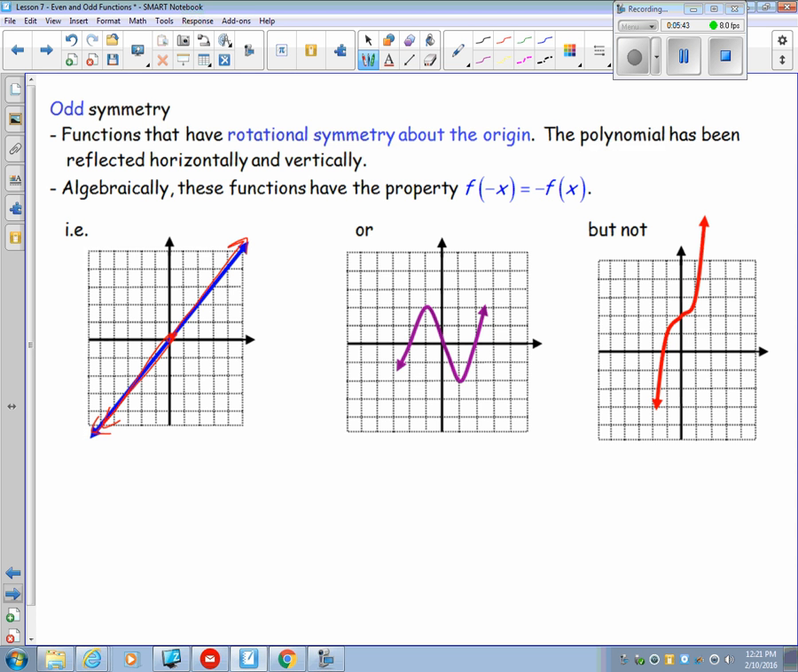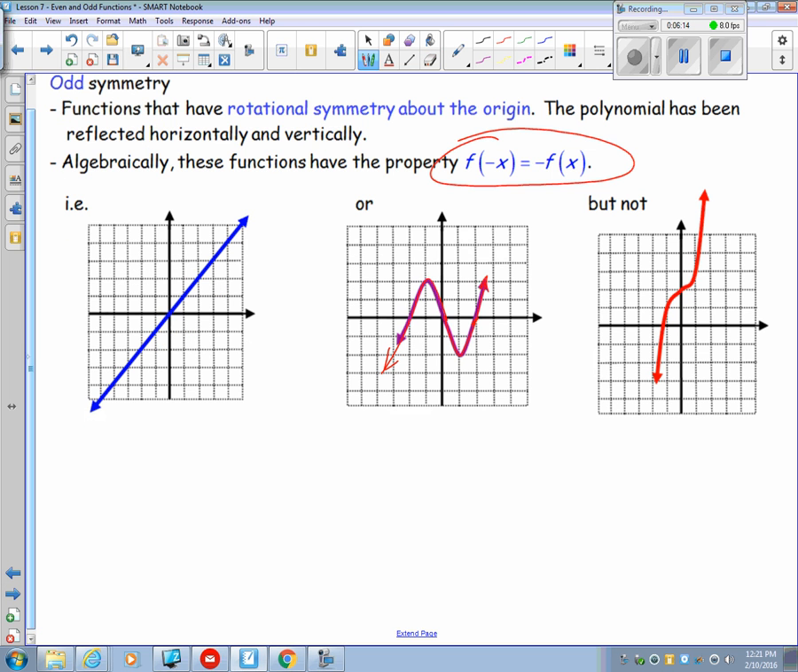If I look at the second one, okay, this piece here has been flipped to that piece there. This piece here has been flipped to that piece there. And that looks symmetrical with the origin. It's a little bit harder to figure that one out. So let's look at this property idea. Okay, in this case, f at negative x has to equal the negative of f(x). So we'll go back to the first one for a second. That's the easiest one to think about.